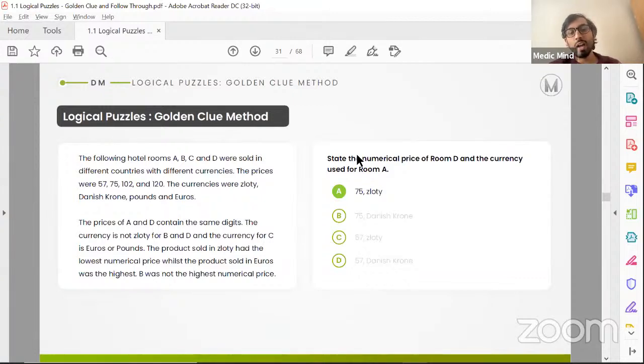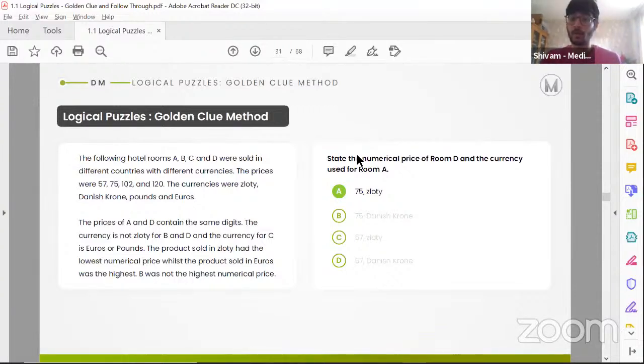That's not to say, Shivam, will every question in decision making have a golden clue? Exactly. So this is a big point here. Every logical puzzle won't have a golden clue available to you. So just bear that in mind. If you don't see a golden clue, don't be like, oh no, I'm not going to get this question right, or it's going to give me less of an opportunity. There are other clues available.